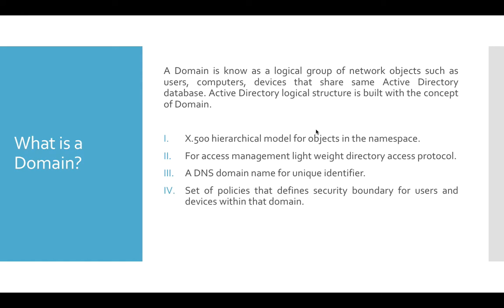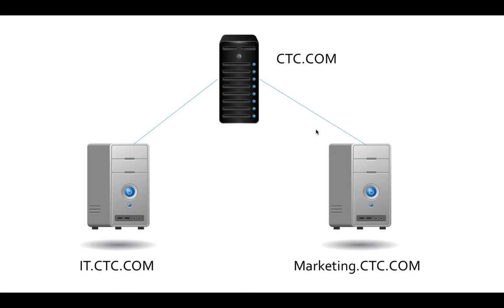A domain controller can be the authority for one domain, but not for multiple. For example, ctc.com is the only authority for the ctc Active Directory Domain Services. It will act as a root domain if any other domain is defined under the ctc.com domain. This is where the domain tree comes into play.